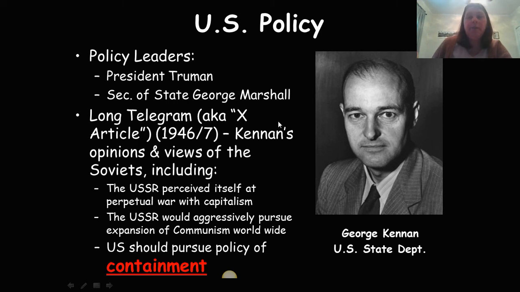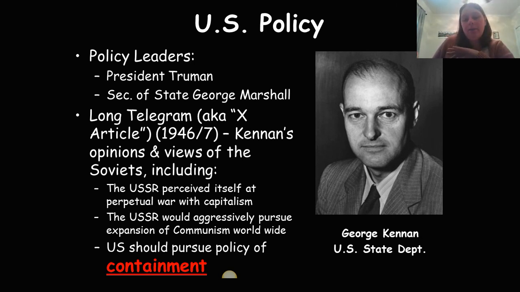And then Marshall pays a lot of attention to a U.S. diplomat who is sort of a long-term policy expert on the Soviet Union. He's lived in the Soviet Union for many years as part of the U.S. Embassy there. And his name is George Kennan. In 46 and then again in 47, he writes a very long telegram that's called the Long Telegram because we're super creative that way.